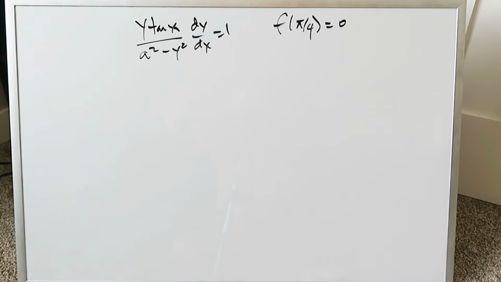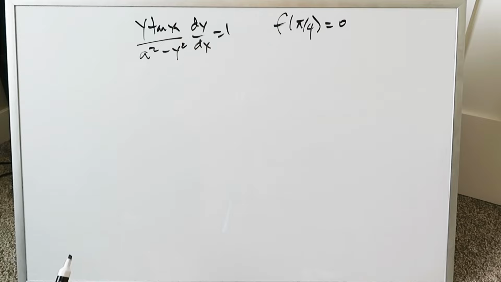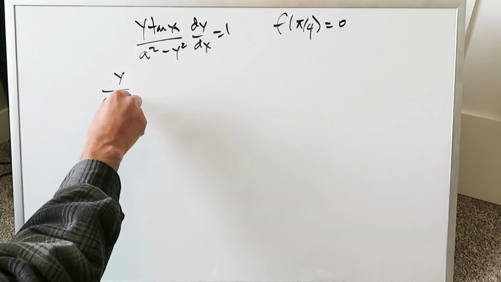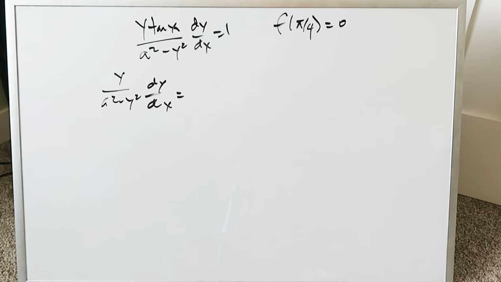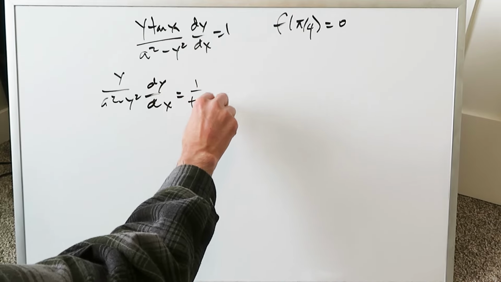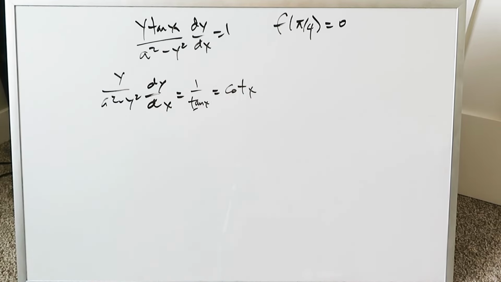When you're looking at that, it looks something like a separation of variables form of equation where you can easily separate the y and the x without any problems, and that's exactly the route you want to take. You'll have y over a square minus y square dy over dx is equal to, you take the tan x onto the other side, 1 over tan x. But you know 1 over tan x, the reciprocal, is cotan x. That's exactly what you have.